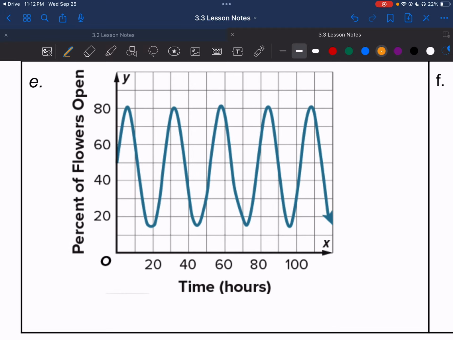Now, if we look at letter E, we have this fluctuating graph, up and down, up and down, up and down as time goes on. And while it changes, it has this repeating pattern. This is going to be a continuous graph because you are continuously fluctuating from one point to another, and there are variations, right?